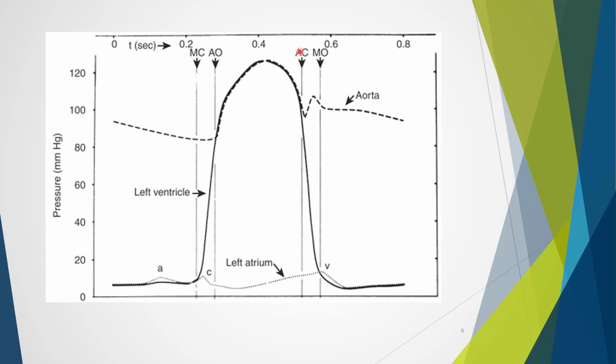And then the next phase we move into is diastole. This is between aortic valve closure and mitral valve opening. We have the isovolemic relaxation time.